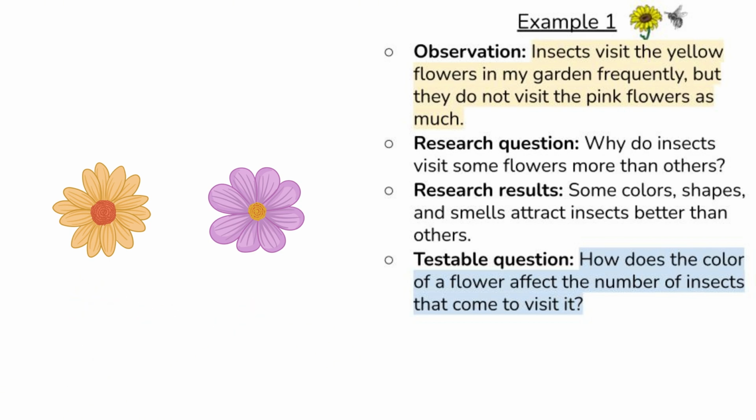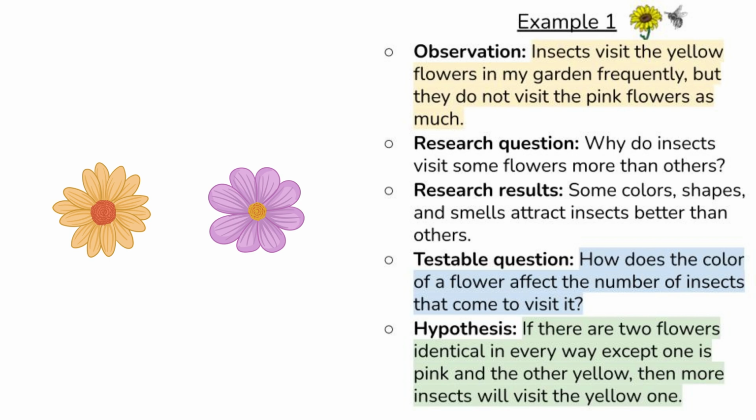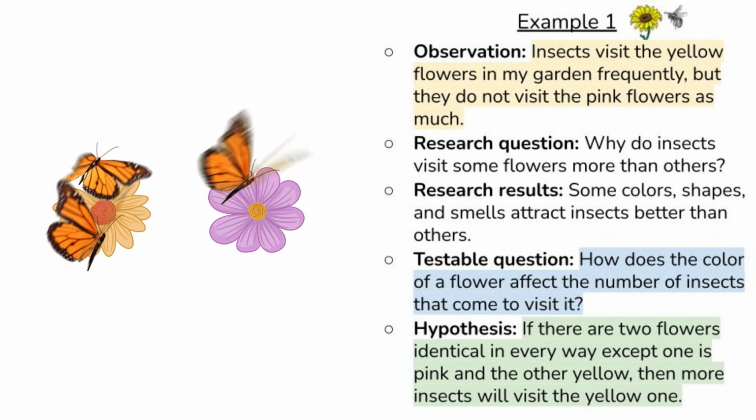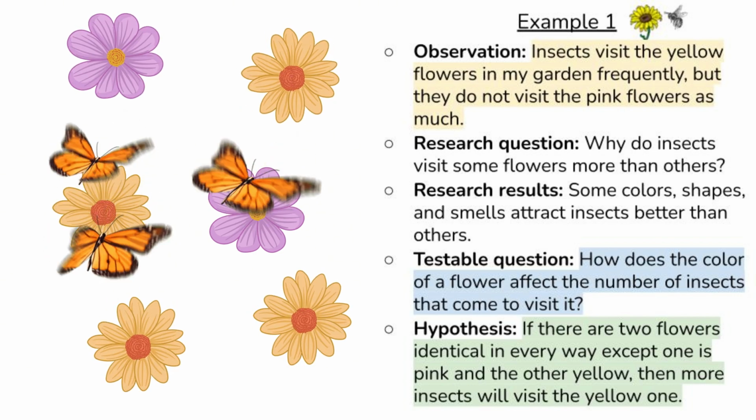Let's say that we choose this as our project topic, so we would need to plan an experiment. You would find a way to change the color of a flower while keeping everything else the same, perhaps by using artificial flowers. And then your measurements would just be counting insects that visit in a period of time. Your hypothesis might be something like, if there are two flowers identical in every way except one is pink and the other yellow, then more insects will visit the yellow one. Maybe you think this because yellow flowers seem to be more common. Hypotheses often include one's reasoning.